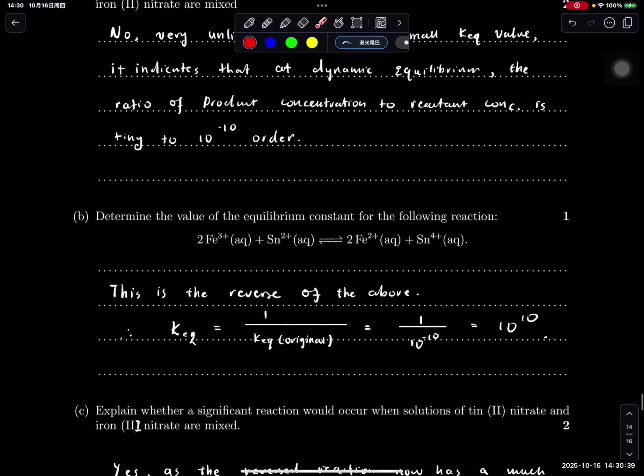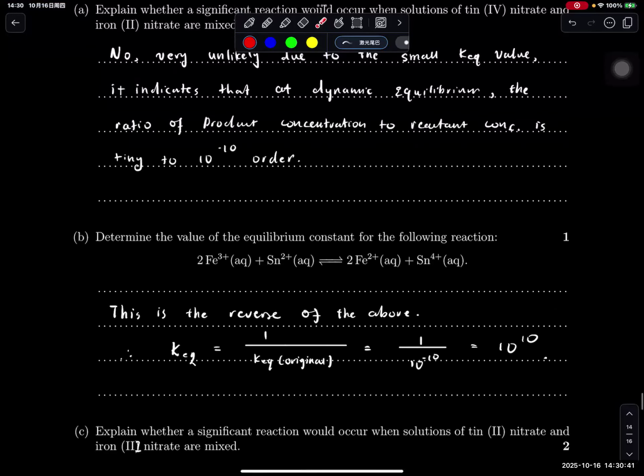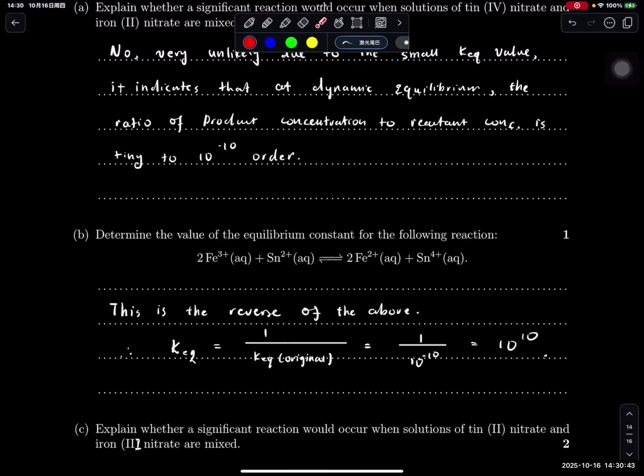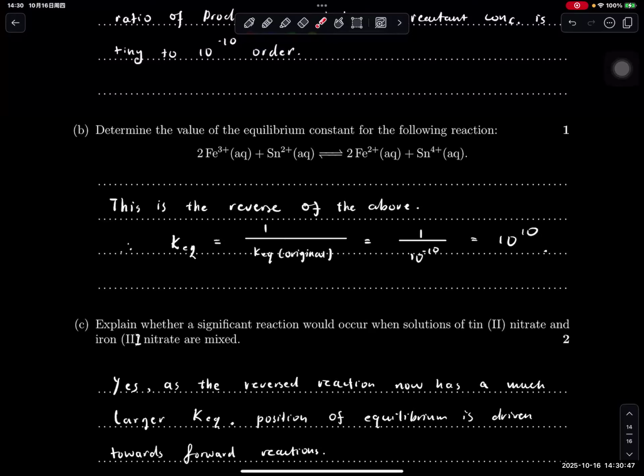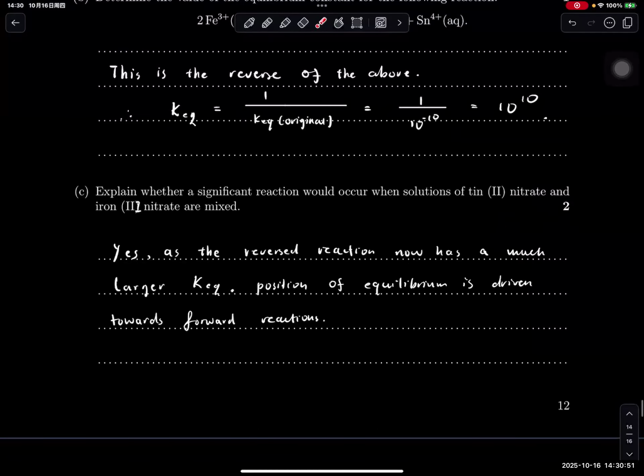And then part B: determine the value of the equilibrium constant. This is just the reverse reaction. So if it's reversed, it's just 1 over the initial equilibrium constant. In this case, it will actually be 10 to the power of 10, which is a very large number. Because of that, the reverse reaction is extremely favored, because of the larger Keq. And that's essentially part C.